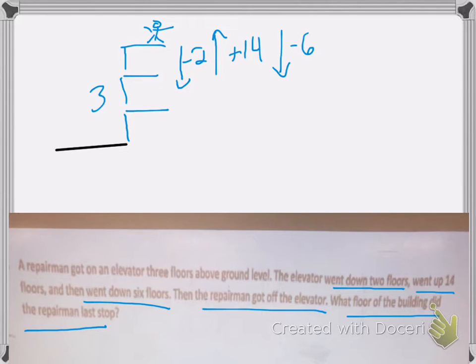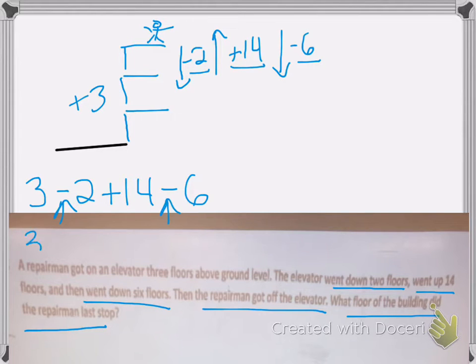Okay, so he started at +3. He went down 2, so that's why it's negative. Went up 14, and then down 6 more. So we've got 3 minus 2 plus 14 minus 6. All right, whenever you see subtraction, I need you to add. The opposite of 2 is -2. All right, add. The opposite of 6 is -6.